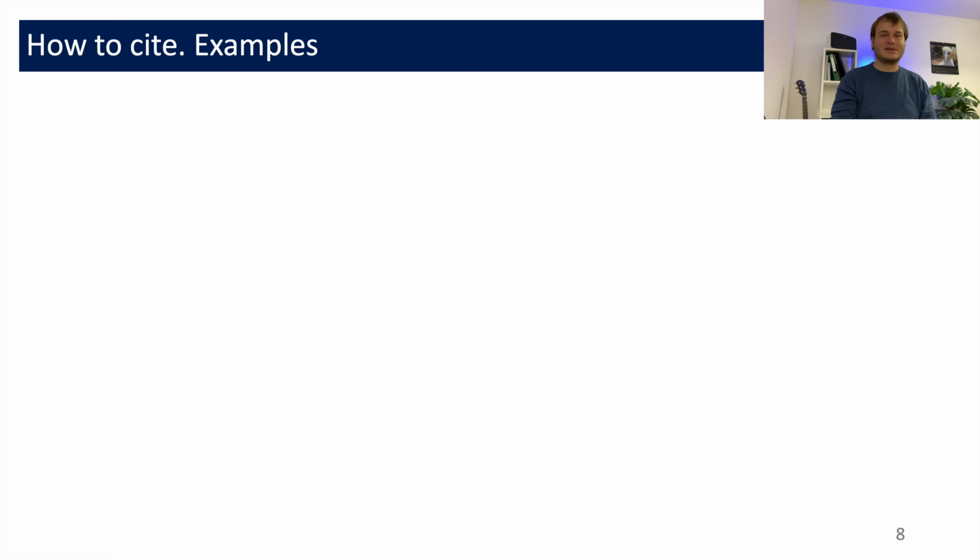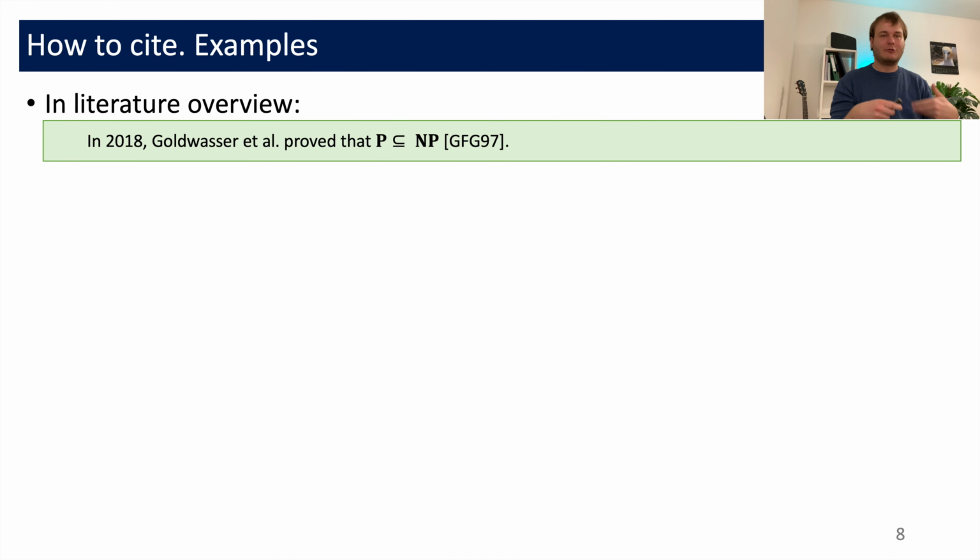How do you cite sources? Well, I'll give you a few examples of how we usually do it. In computer science, it's a little bit less strict than in many other disciplines, I guess. So let's say you're writing a literature overview. Then you may write something like, "In 2018, Goldwasser et al. proved that P is a subset of NP," for this example. Then the way of giving them credit for this would just be to add this small tag here, which will later appear in your bibliography referencing this paper.